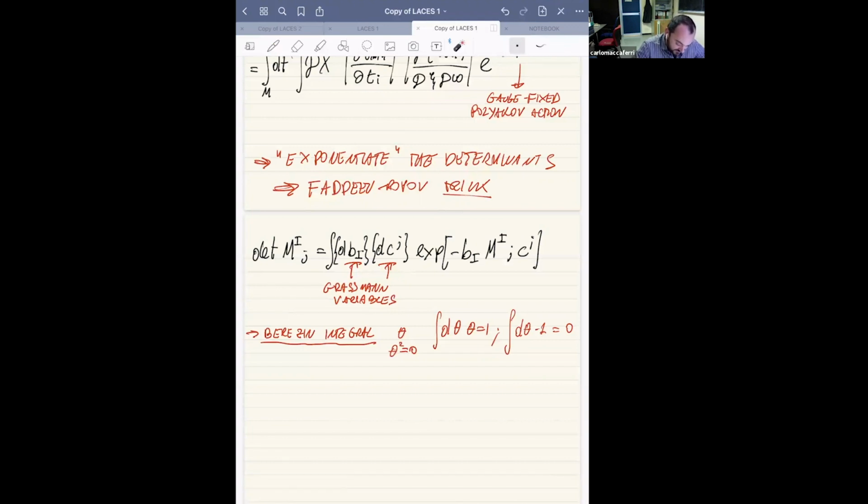And now, if you have never done it before, this is very nice to do. It's very quick, and you can learn how the Faddeev-Popov method really works. So you can try this for a 2 by 2 matrix.